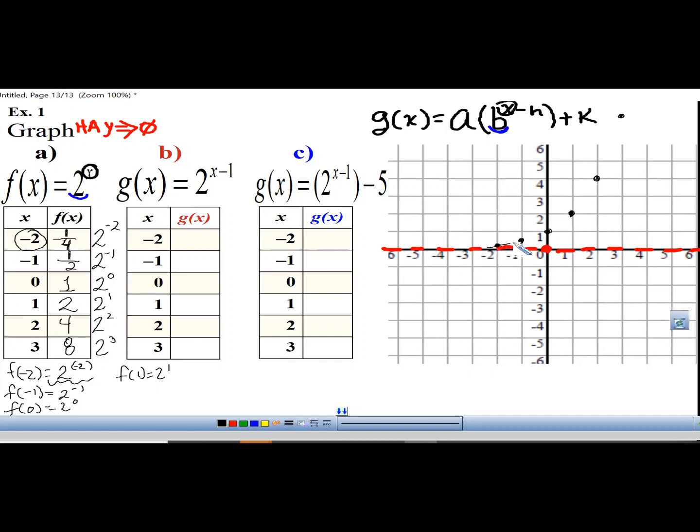Okay, let's graph our exponential function. There it is. There you go. So students, that's what the graph of the exponential function looks like.